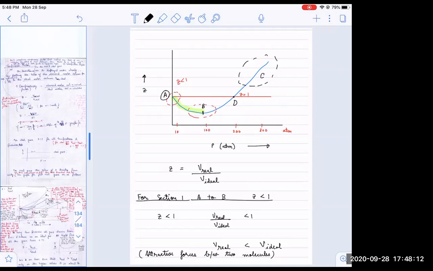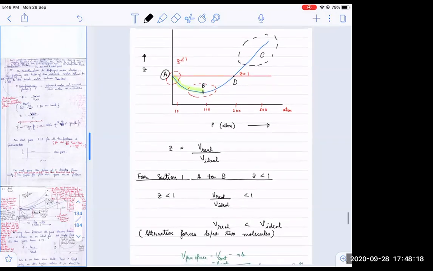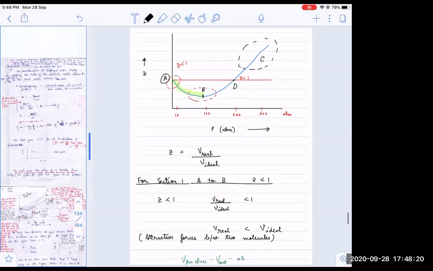Okay, now for the interesting part. You know why Z is less than 1. Z was less than 1 because there were some attractive forces and the volume was less. Now, why has Z become more after applying more pressure? Why is it getting more? This is very, very interesting. Now, let me tell you why.